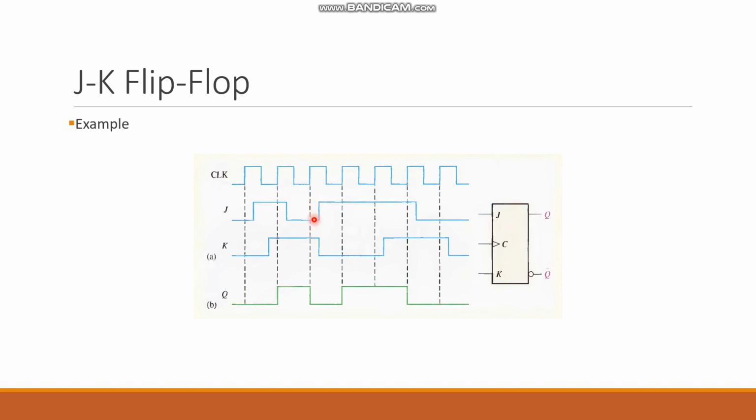In this case, J is 0, K is 1, so the output is going to be 0. In this case, J is 1, K is 0, the output is going to be 1. In this case, J is 1, K is 0, the output is going to be 1. In this case, J is 1, K is 1, that means toggle. The previous output was 1, so this one is going to be 0. So in this case, the J is 0, the K is 1, the output is going to be 0.